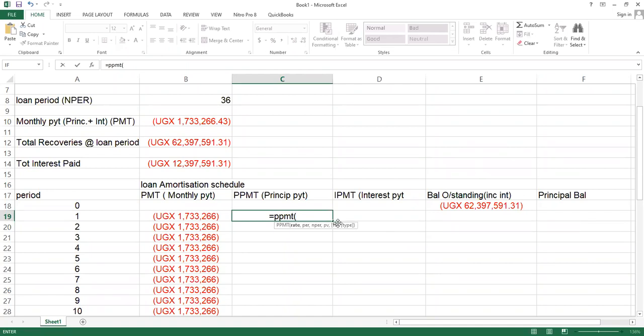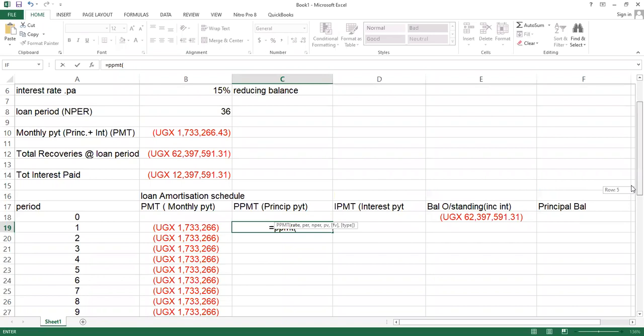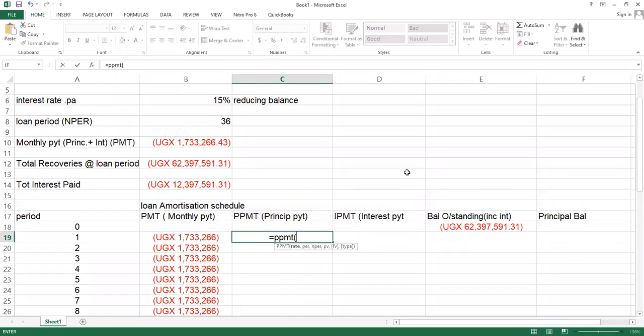now it's going to ask me for these variables, the rate. And my rate is 15%. So I click in 15%. But this rate, since it is per annum, I need to divide this rate by 12.